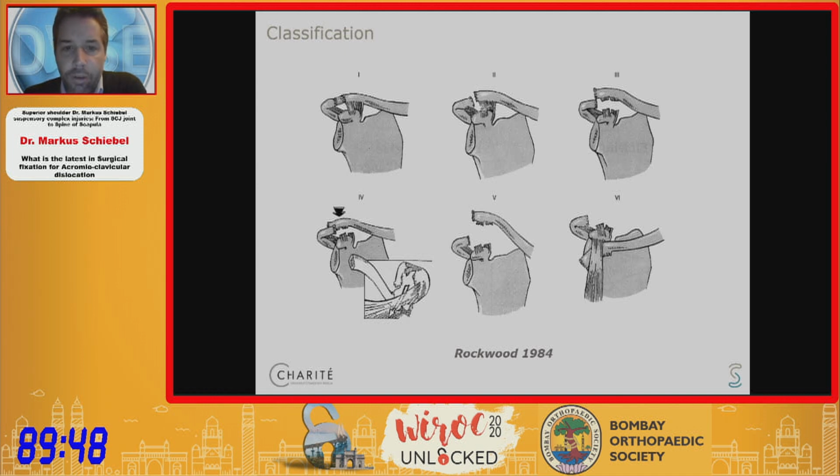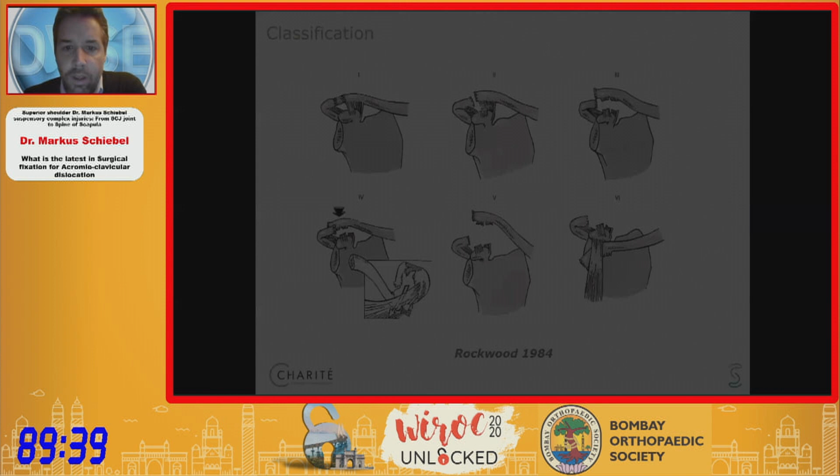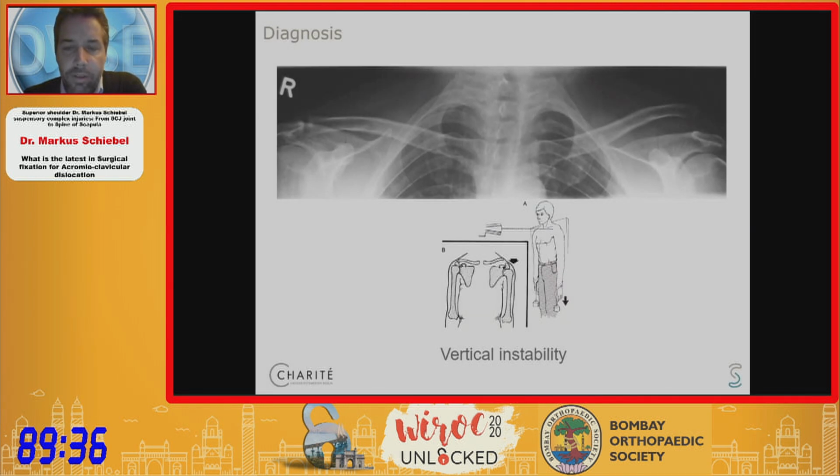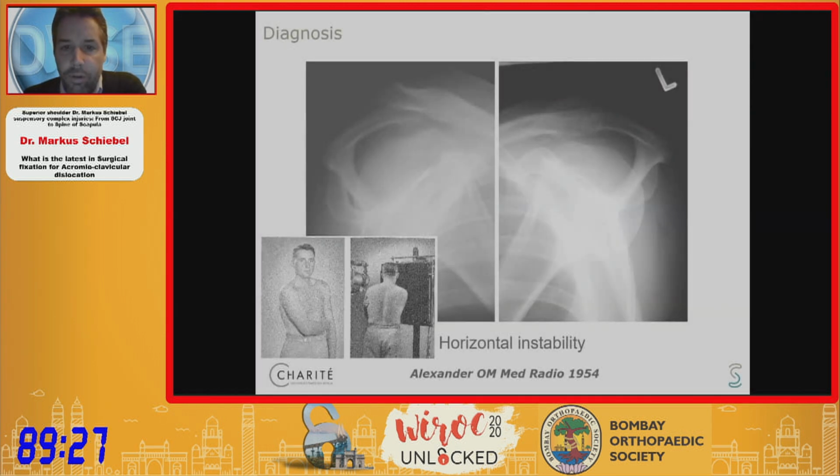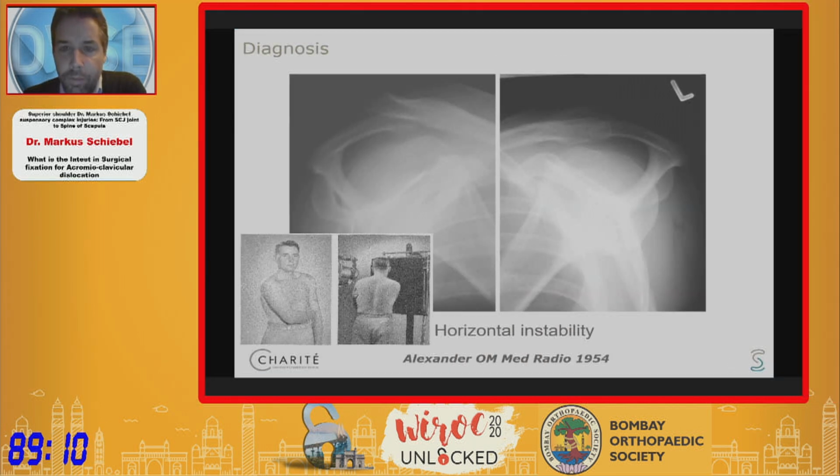We have much more to deal with dynamic posterior instability. So I show you some examples of how this classification has some limitations. When we do vertical instability testing, we obviously do the stress test. We measure the CC distance compared to the opposite side, and then we grade according to Rockwood. If we do Alexander views, as you can see here, this is a stress view for posterior translation of the clavicle. And obviously on the left side, as you can see here, there's gross instability with the clavicle overriding the acromion. And on the right side, from your perspective, it's a stable situation.